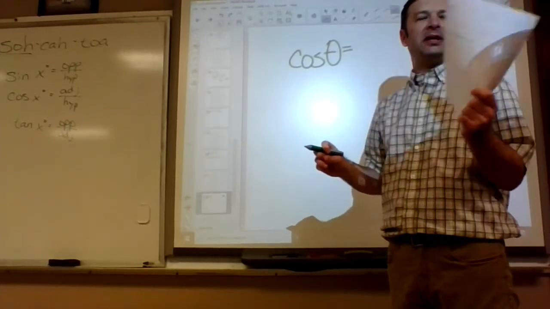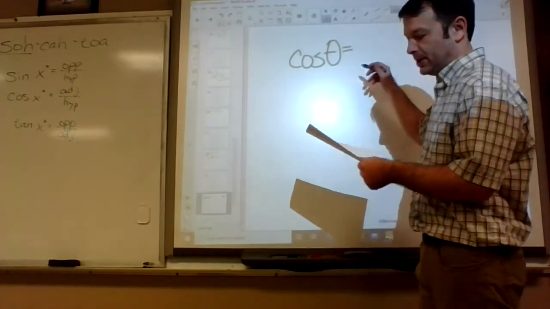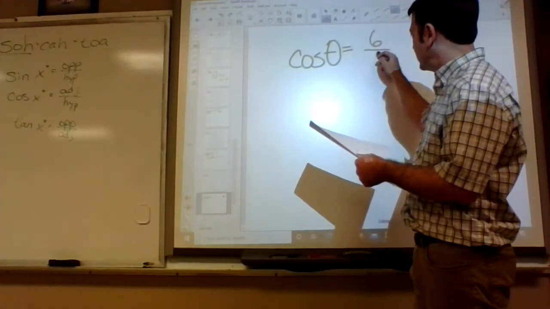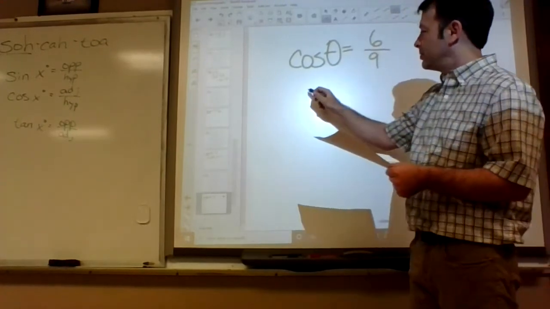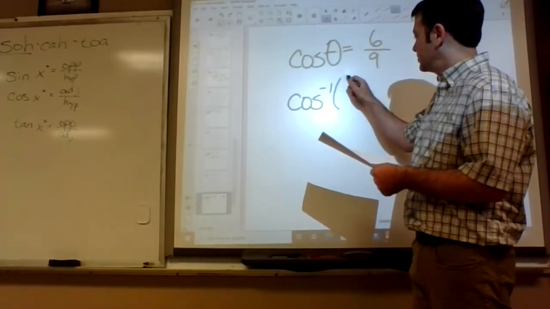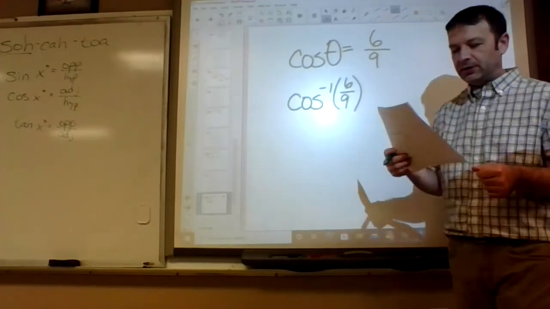It is cosine. Adjacent over hypotenuse. So the adjacent side is 6, and the hypotenuse is 9. So what do we plug in? Cosine inverse of 6/9. Or you could do 2/3, I guess.